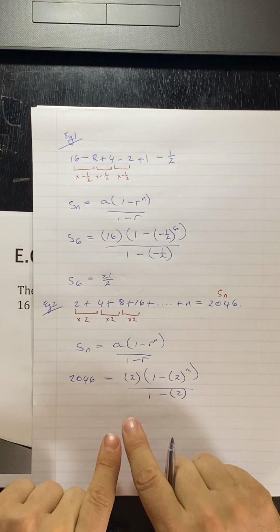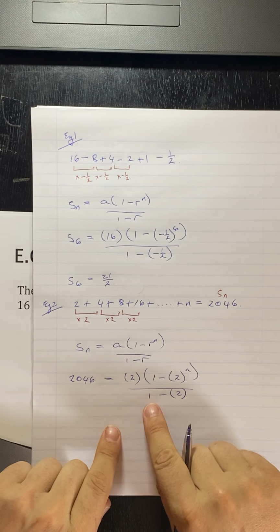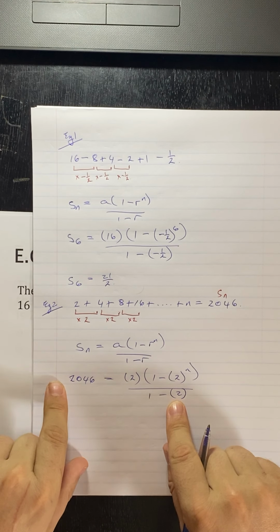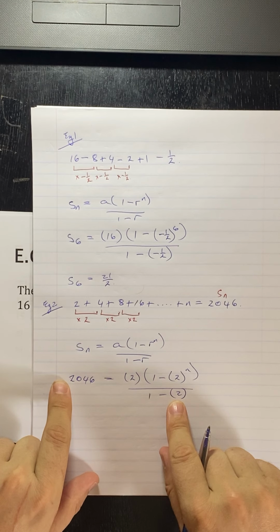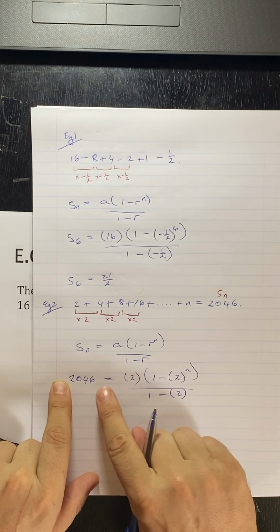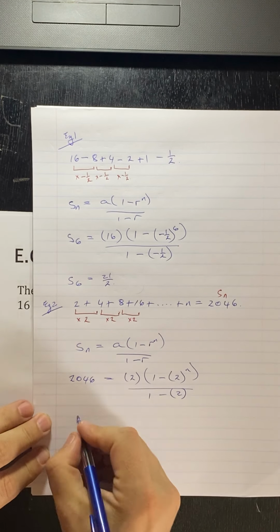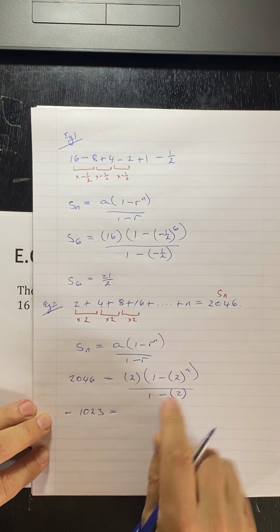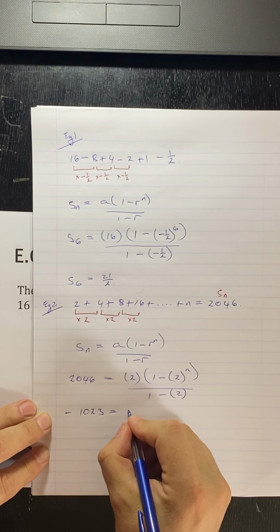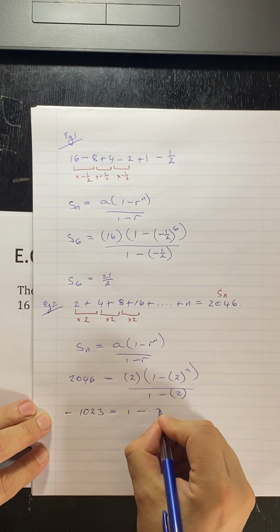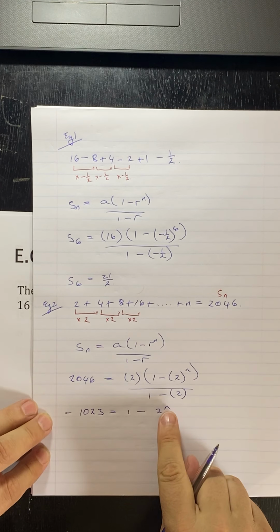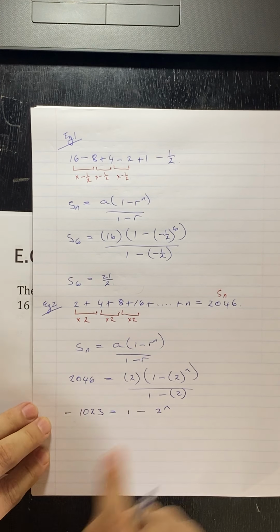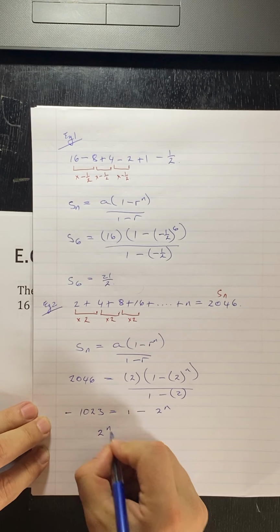What I'm going to do here is miss a couple of steps. First of all, 1 minus 2 is minus 1. I multiply that up, and that will give me negative 2046. Then I divide by 2, and I get negative 1023 equals, and what am I left with? Just this over here, so 1 minus 2 to the n. Okay, I'm going to take this minus 2 to the n to that side, and then the minus 1023 to that side. And we get 2 to the n is equal to 1024.